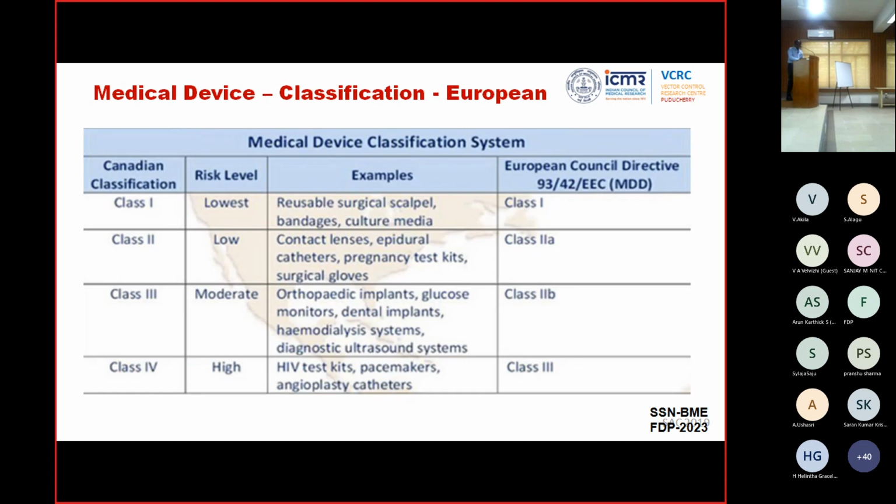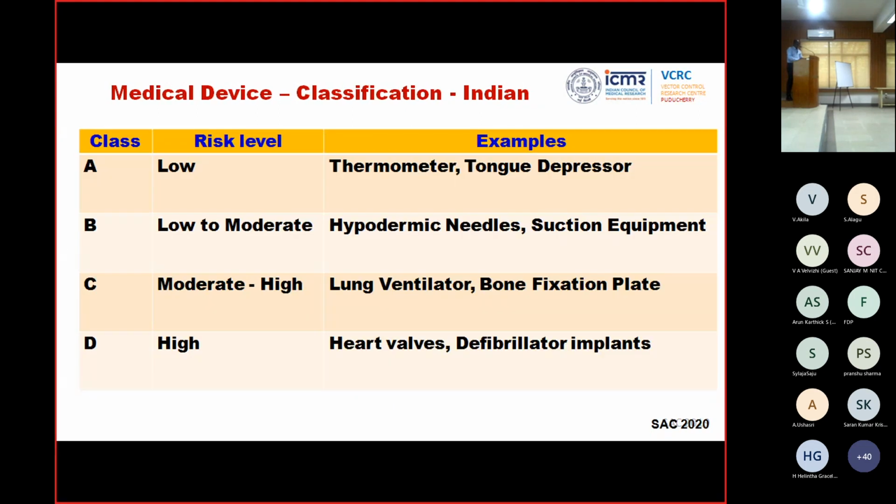Next page, please. The European classification is a little different from the American classification. They have four categories because they have divided the low and moderate into two categories: one is minimal or negligible risk, and the other is low risk. I'm not sure how they categorize it very well, but however, the classification is just that. Next slide, please.